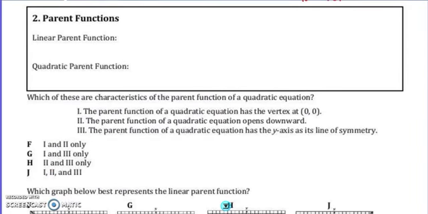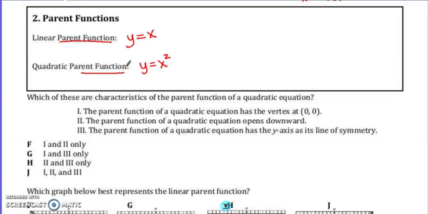So now we have parent functions. Okay, this is really important, so make sure you're really paying attention. The linear parent function is y equals x. The quadratic parent function is y equals x squared. That is something you just have to memorize. Linear is y equals x. Quadratic is y equals x squared. Okay? And whenever you see parent function, you automatically need to go to one of those two things.